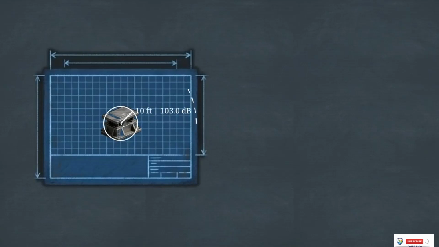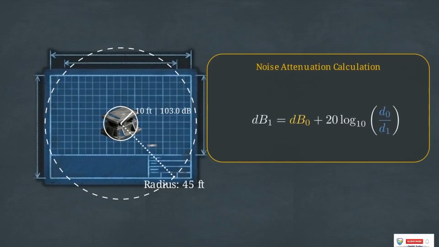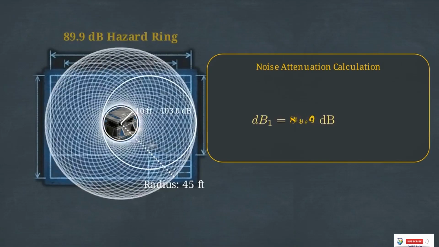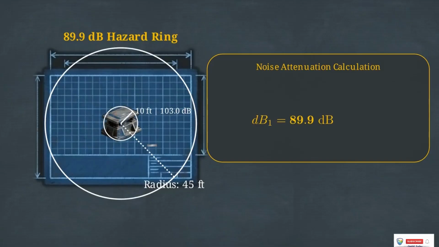To find the attenuated level of the outer ring, we apply the inverse square logarithmic formula. The new decibel level is the baseline plus 20 times the logarithm of the distance ratio. The order of operations is vital. Divide the original distance by the new distance to get 0.222. The base 10 logarithm of that ratio is negative 0.653. Multiply that by 20 for a result of negative 13.06, then add it to the 103 decibel baseline. At 45 feet, the noise level has dropped to approximately 89.9 decibels.